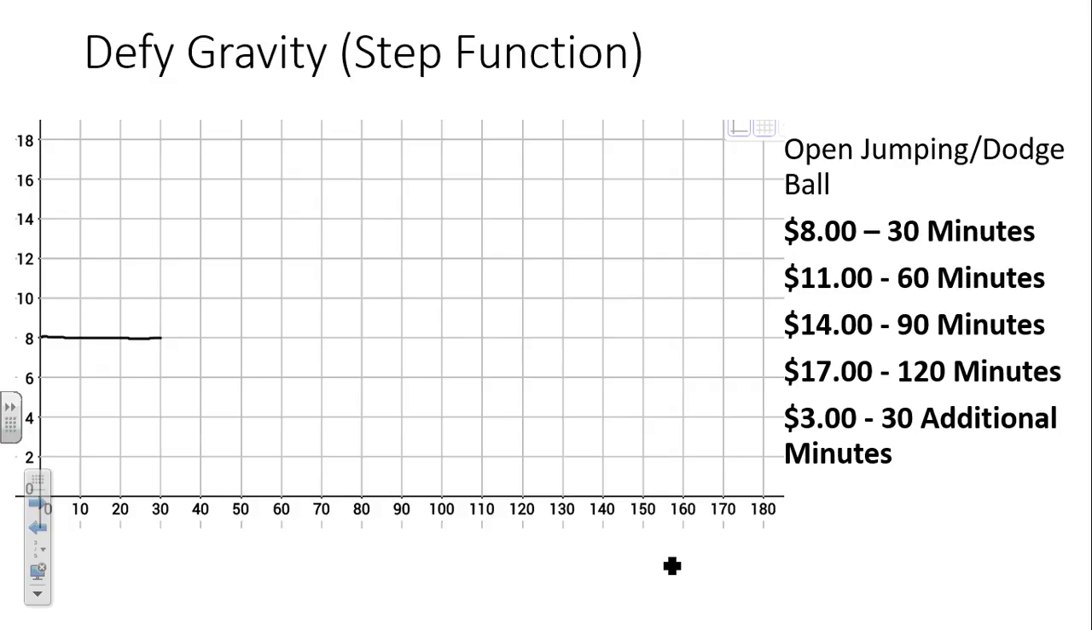Now it becomes $11, right? So at 31 minutes through how long? Through 60 minutes. At 30 minutes we're not paying that, but at 31, anything above 30, we are, up to 60. And then what happens? Yep, you pay $14, it steps up. So when you're at 60 minutes you're not paying 14, but when you hit 61 minutes you are, through 90 minutes, right? And then what happens?